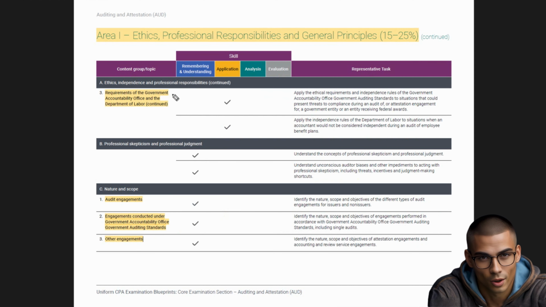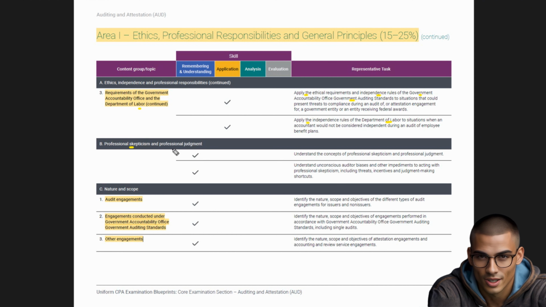So for these two tasks, these are going to be remembering and understanding the requirements for these two tasks. Continuing on with the requirements of the Government Accountability Office and the Department of Labor, you're going to need to be able to apply the ethical requirements and independence rules of the Government Accountability Office and the government auditing standards to various situations. You're also going to need to be able to apply the independence rules of the Department of Labor to various situations.